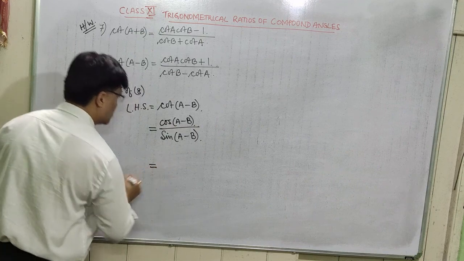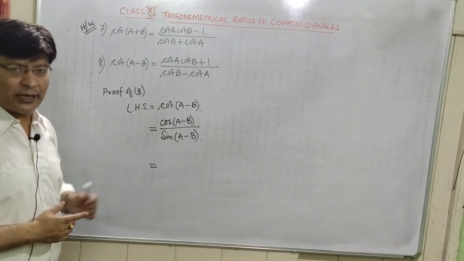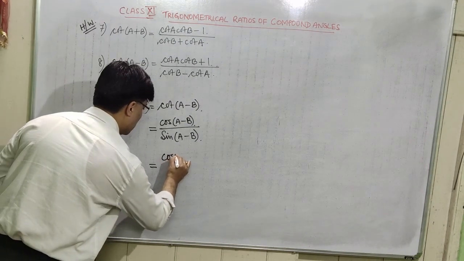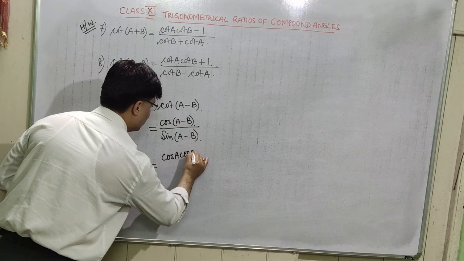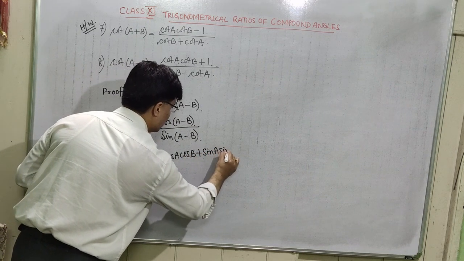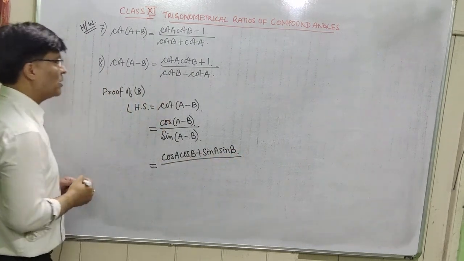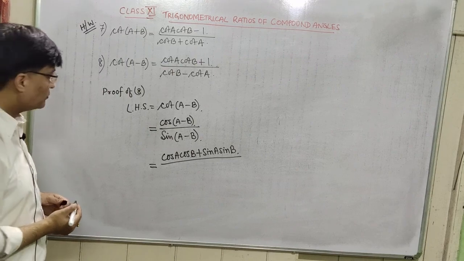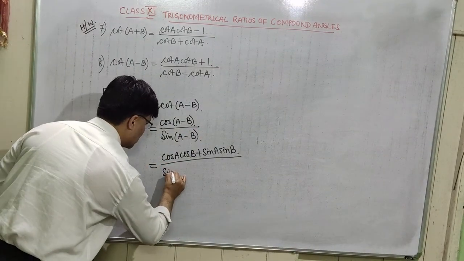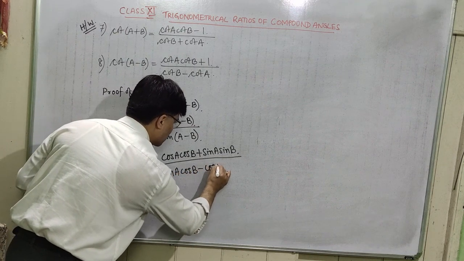Right. So now let us use the formula. Now you should know this formula, cos of A minus B and sin of A minus B. What is cos of A minus B? It is cos A cos B plus sin A sin B. Right. And what about sin of A minus B? It is sin A cos B minus cos A sin B.